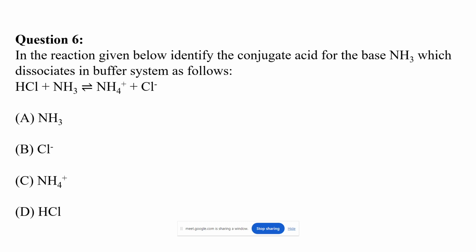Okay. Moving to the next question. In the reaction given below, identify the conjugate acid for the base NH3, that is ammonia, which dissociates in the buffer system as follows. Ammonia reacts with HCl to form ammonium ion and a chloride ion. So tell me what would be the conjugate acid for the base ammonia.